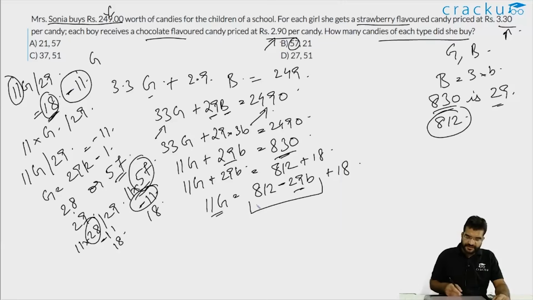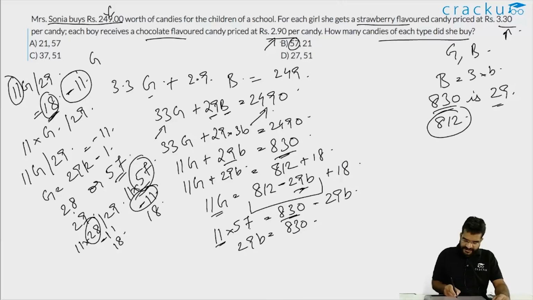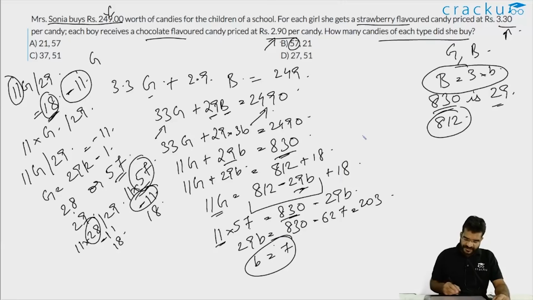You can easily substitute the value of 57 and find out the value of small b. For example, in this case, 11 into 57 is equal to 830 minus 29b, or 29b will equal 830 minus 11 into 57. 11 into 57 is 627, so this is equal to 830 minus 627. This is equal to 203, or small b will equal 7. But notice that we have assumed that capital B is 3 into small b. So the value of capital B will be 7 into 3, which is 21. So the correct answer is option B.